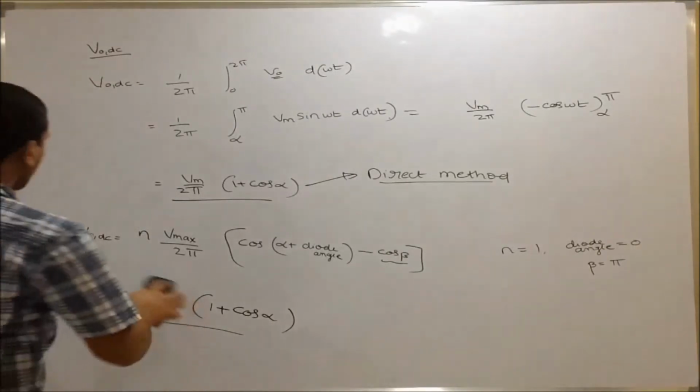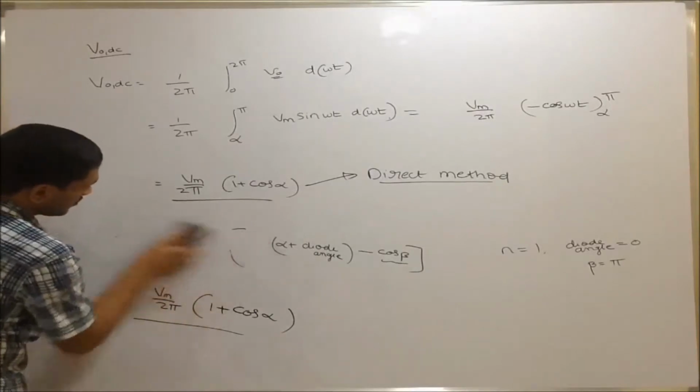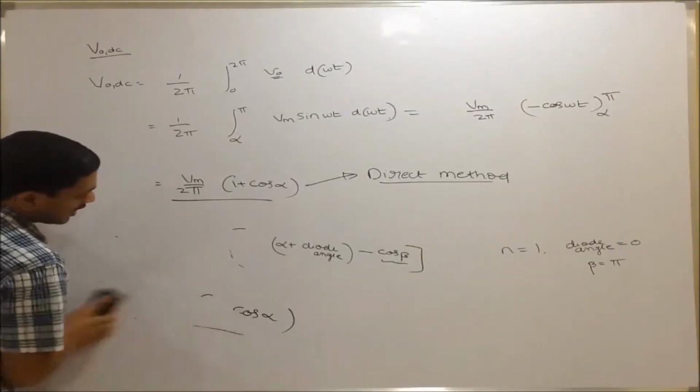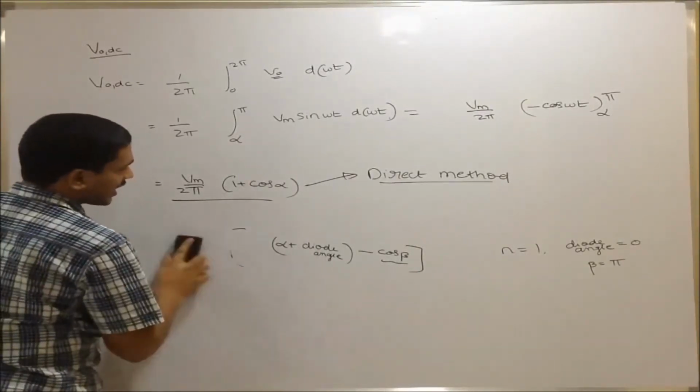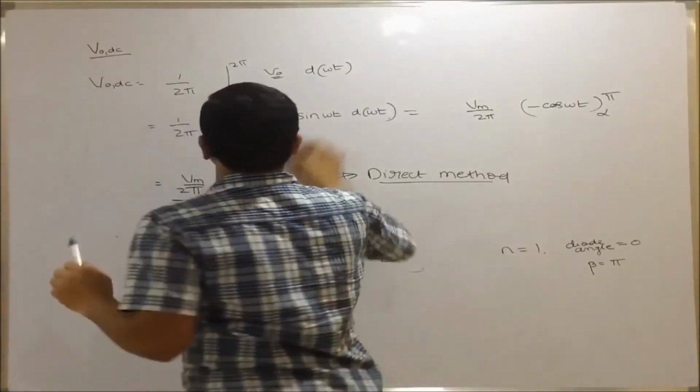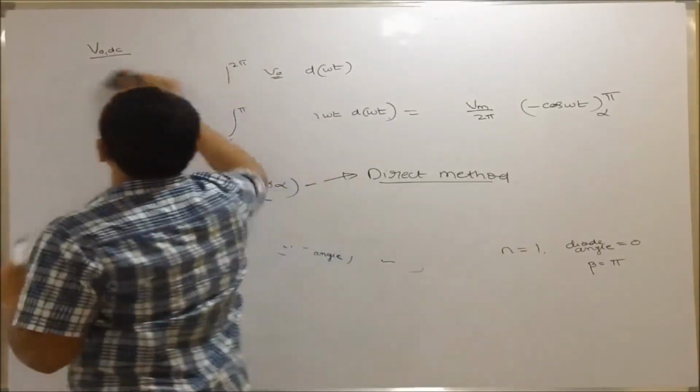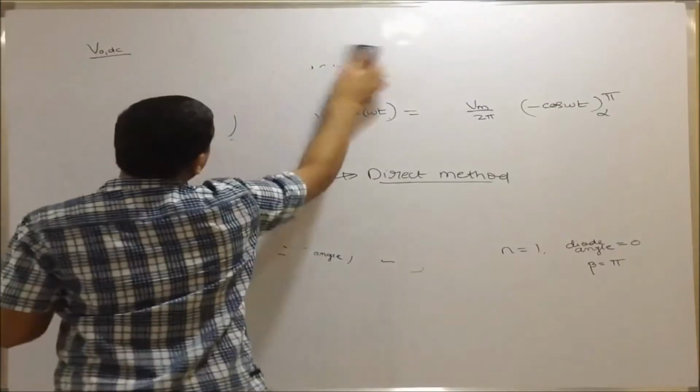Now I want to calculate I naught DC. So how do I calculate? It is as usual.